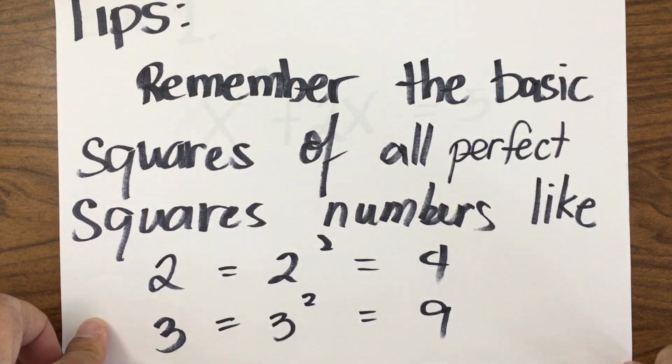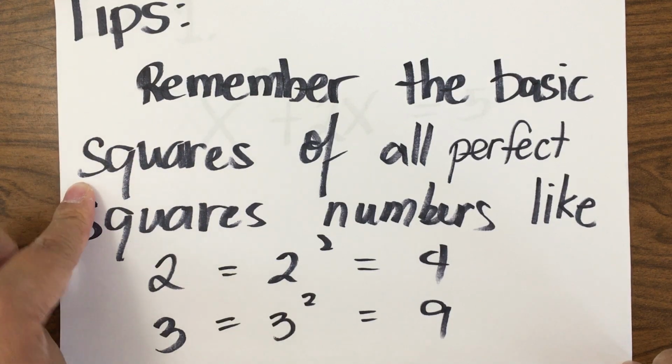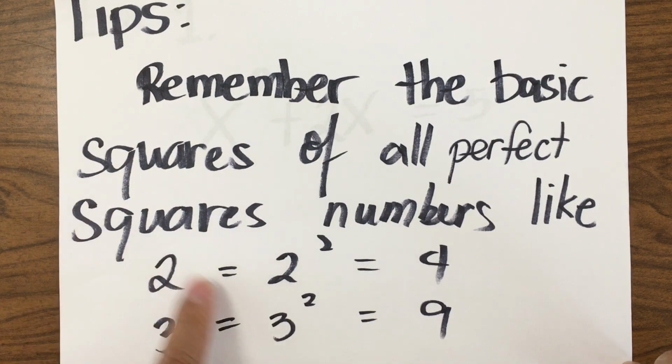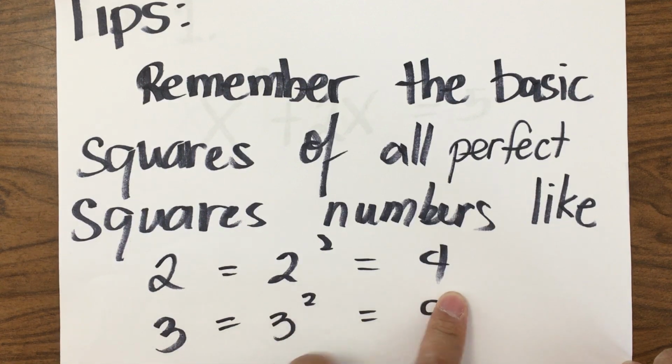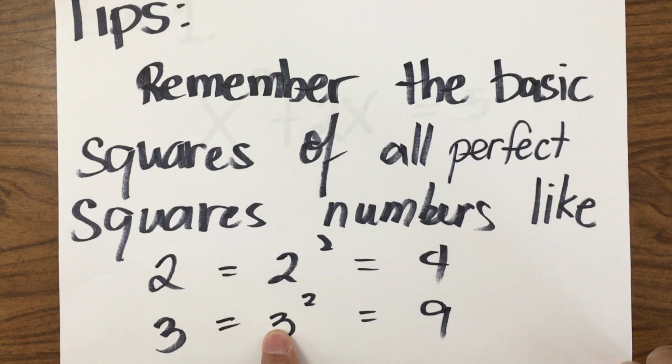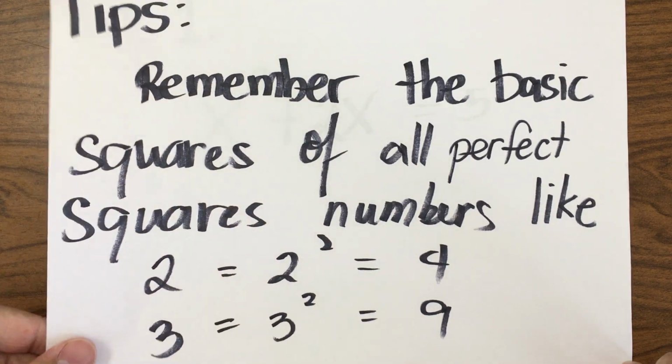Okay, I have here some tips. Remember the basic squares of all perfect square numbers, like 2: 2 times 2, or 2 squared, is equal to 4. 3 times 3, or 3 squared, is equal to 9.